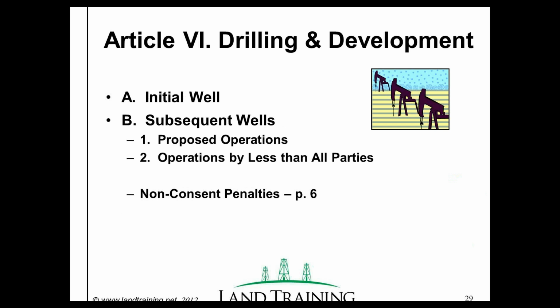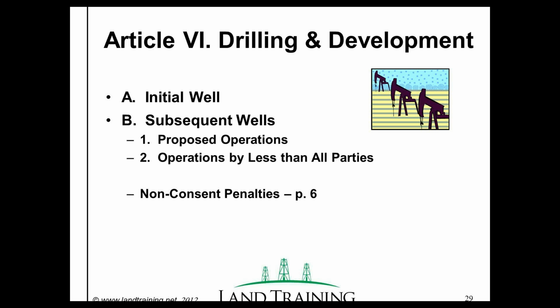Now, we are at Article 6. This is the heart of the joint operating agreement. Once you understand Article 6, you understand the joint operating agreement. You get the gist of it. Everything else is just reading it. But this is what's difficult for people. This is what's confusing. This is what's intimidating. And it is what's called the drilling and development, or more commonly referred to as consent and non-consent penalties.